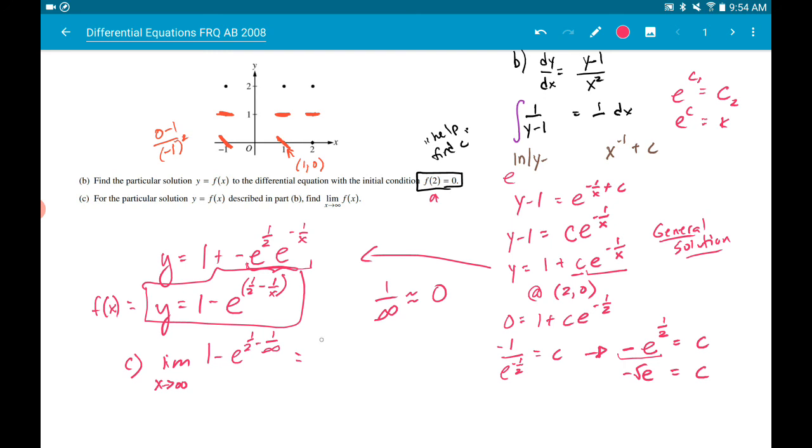So what happens here is we've got 1, the constant's along for the ride, minus e to the 1/2, minus 0. So that's 1 minus e to the 1/2, which is a legit answer, or 1 minus the square root of e. And that's going to be your limit and the answer to letter C. So focus on that part B, though.